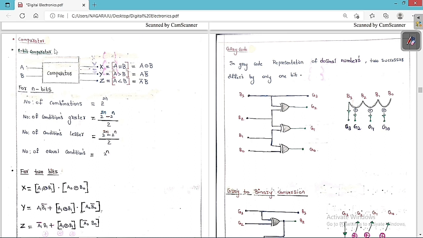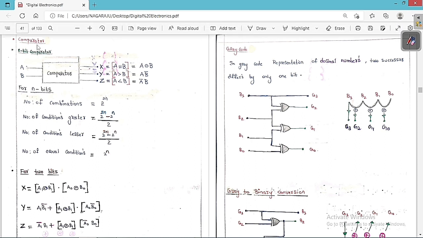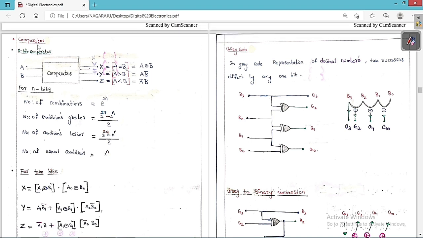So now we are going to discuss the comparator. Comparator means basically we are going to compare two inputs, or I can say two binary inputs. We are going to compare the nature of one with the other. Let me take a 2-bit comparator. Here we have bit A and bit B. A is one type of bit and B is another type of bit. So we can say simply A and B.